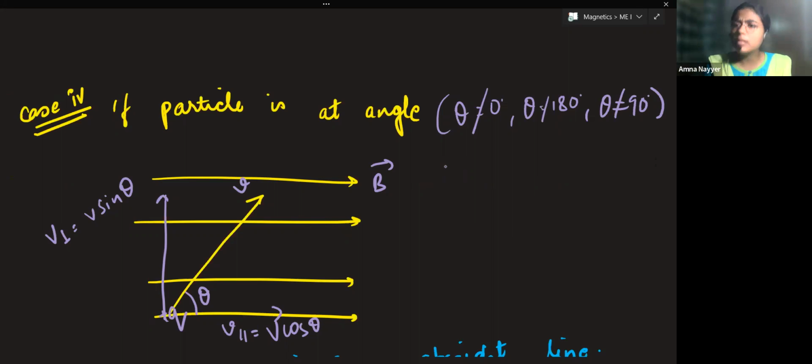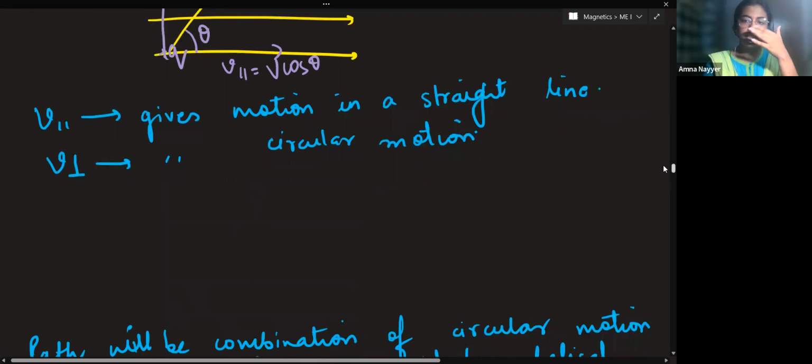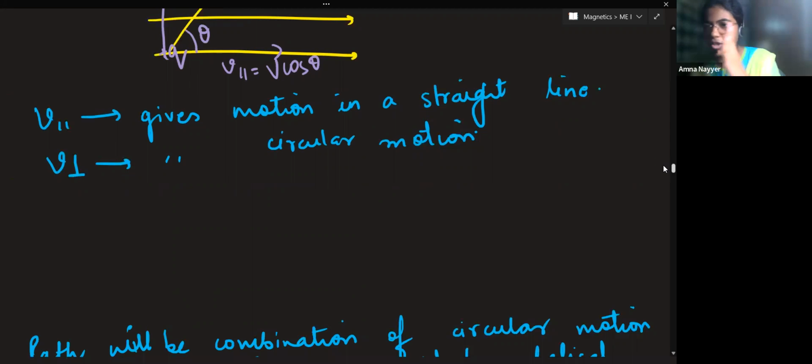But what will be the path of the charged particle? We are actually studying the path of the charged particle in motion. One velocity is moving like this, the other is moving upwards. So should they cancel each other? Will there be any motion of the charge or not? Now see, both the velocities are responsible for an independent motion. The parallel velocity is straight, so it gives a straight motion. A straight path is provided.